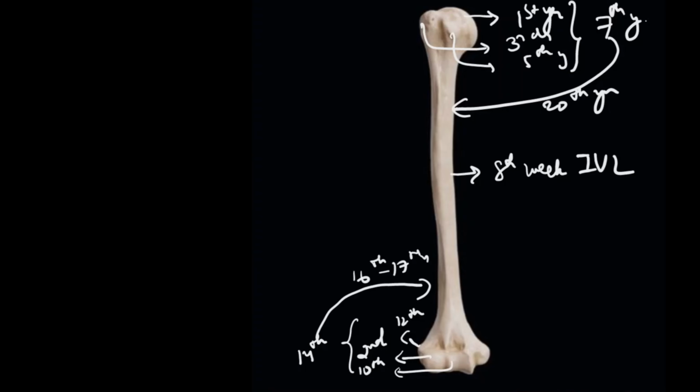Then one separate secondary center appears for the medial epicondyle during the 6th year of life, which will fuse with the shaft during the 18th year of life. So this is the ossification of the humerus.